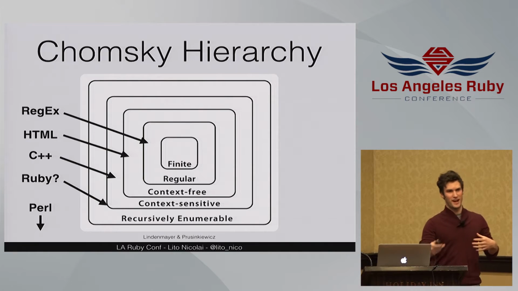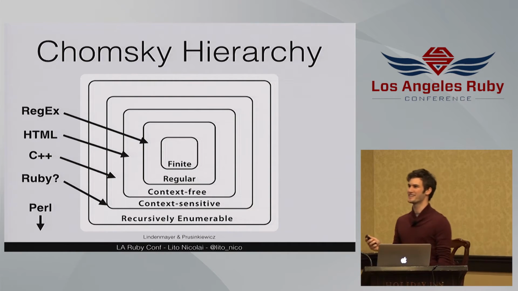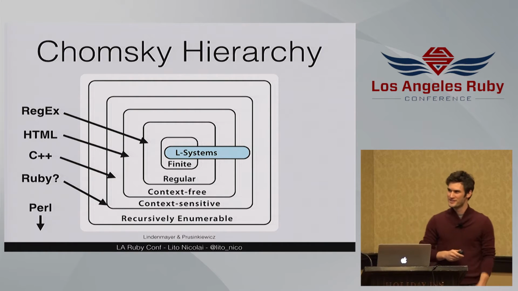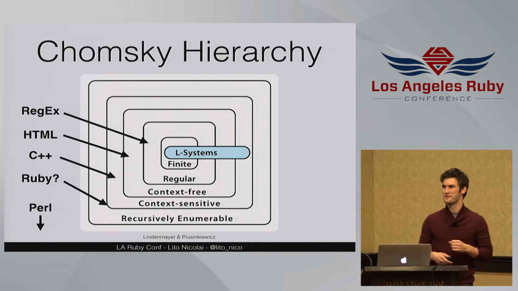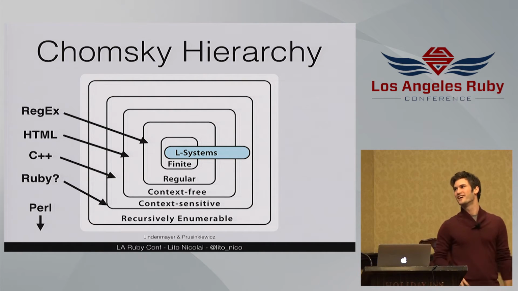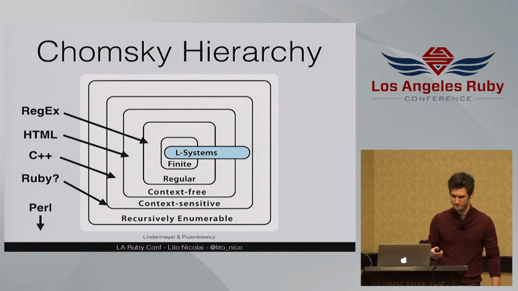So my talk is about L systems. Where do they lie on this? L systems are a very strange slice of all of these. So an L system can match some finite grammars, some regular grammars, some context-free grammars, and some context-sensitive grammars.